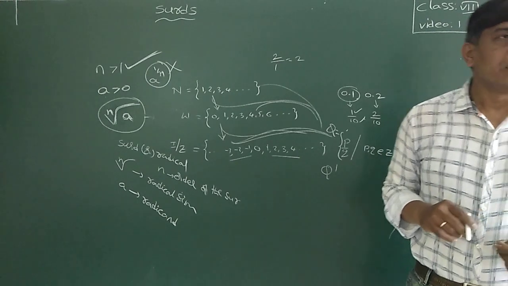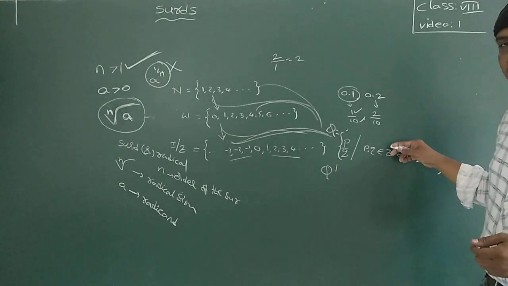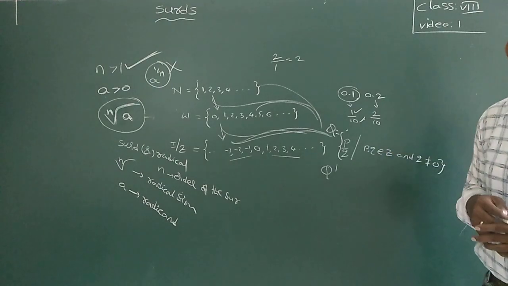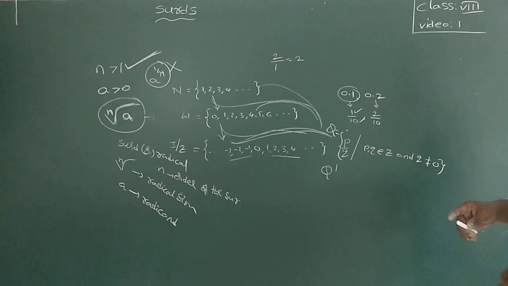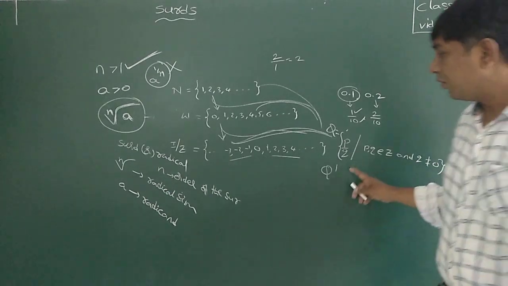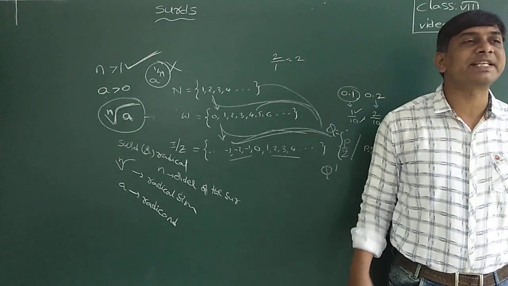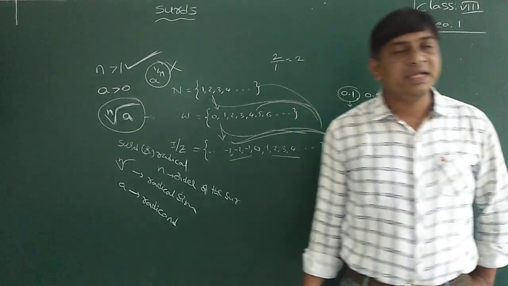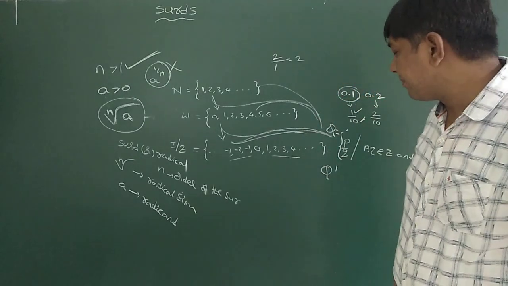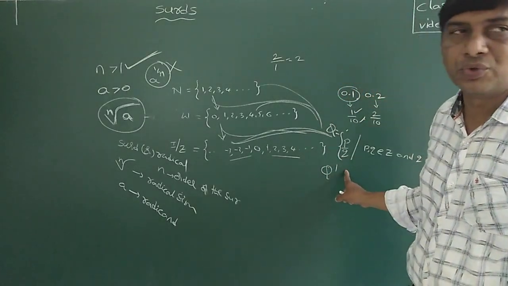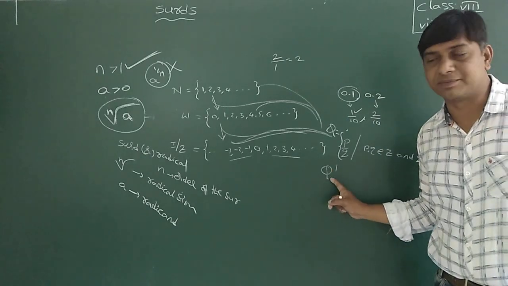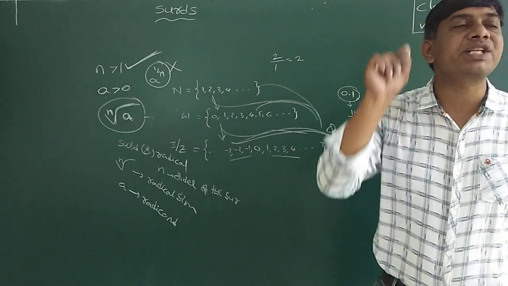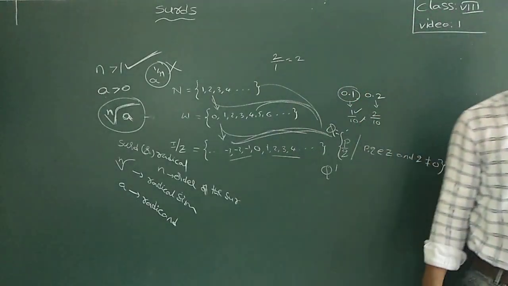All rational numbers are not irrational. All irrational numbers are not rational. They are different from each other. Now, irrational means numbers which cannot be expressed in the form of p by q, and it is denoted with Q complement, or Q dash. Then what is the relation of surd? Surd is also an irrational number.